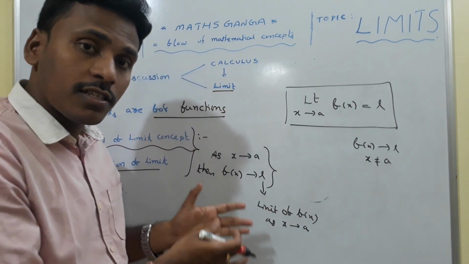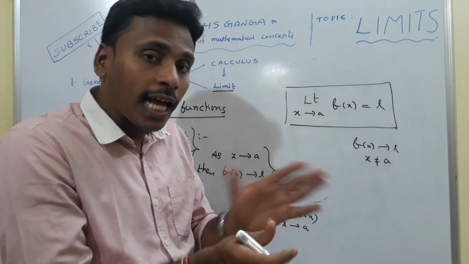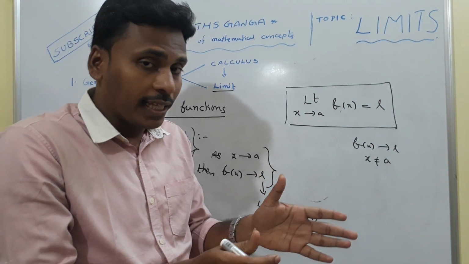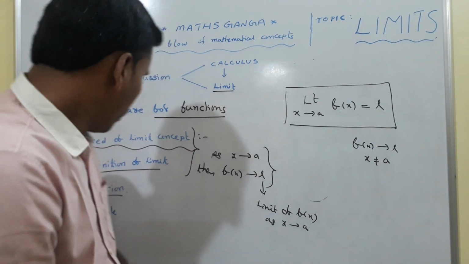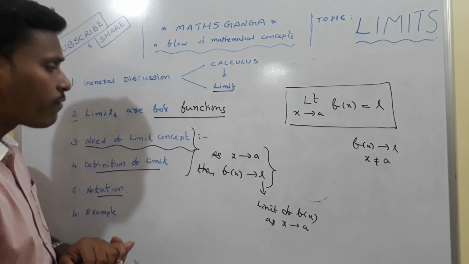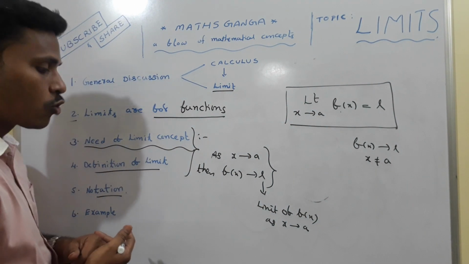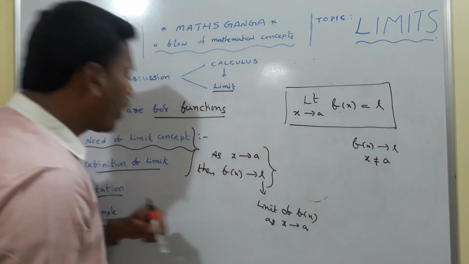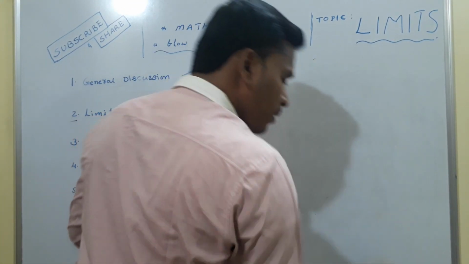So as we discussed, if the function doesn't change its behavior on either side of A, then there is actually no use of limit. Okay, right? So this is just a notation for the limit. The notation is limit x tends to A, f of x is equal to L. To get a clearer idea about this, let us go through certain examples.